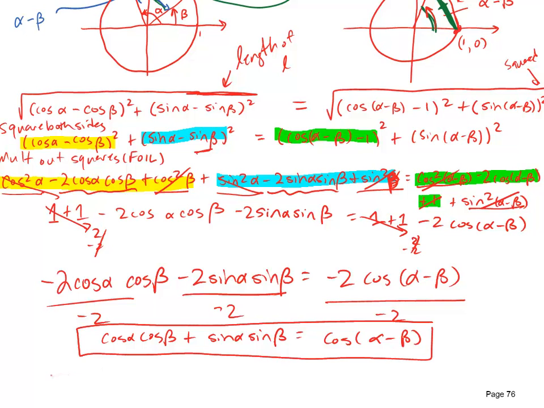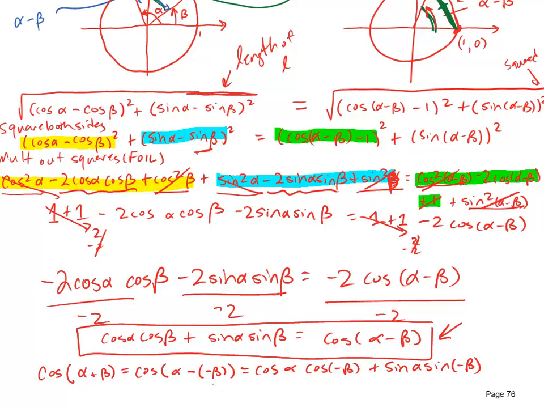Now, where the sum formula comes from is actually very simple. We don't have to repeat this whole process. If I want to know what is cosine of alpha plus beta, just remember that cosine of alpha plus beta is the same thing as cosine of alpha minus a minus beta. And I can apply that formula that we just derived. Everywhere there's a beta, put a minus beta now. Cosine of alpha, cosine of negative beta, plus sine of alpha, sine of negative beta. Just plugging in this negative beta right there.